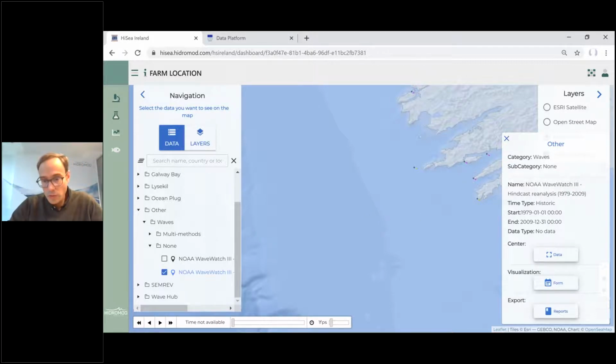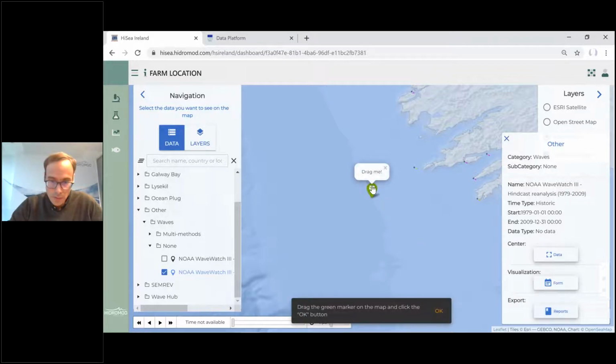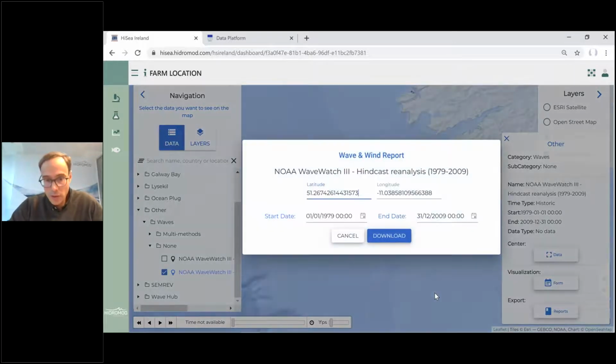So what you can do there is just select a point and ask for the system to give you all of the weather conditions that were registered in that point in a long time frame. So here you can see we have data from 1979 up until 2009. I'll just do a smaller extract so that we don't have to wait too long. So I'll just put here a year.